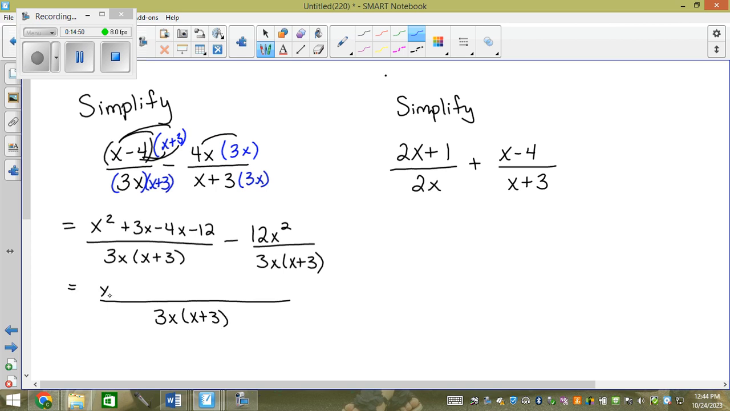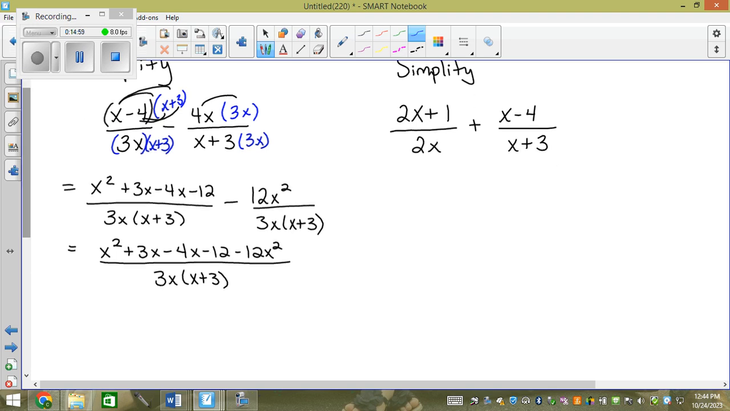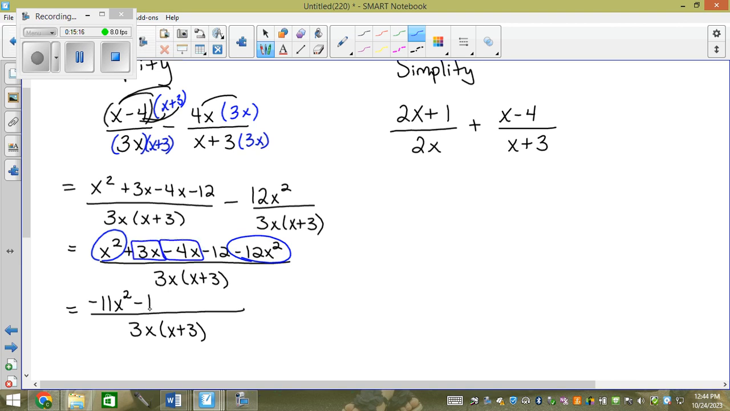And in the numerator, we have x squared plus 3x minus 4x minus 12 minus 12x squared. So in the bottom, we still have 3x, x plus 3. In the numerator, we collect like terms, so x squared minus 12x squared is negative 11x squared. And here we have 3x minus 4x is negative 1x, and then minus 12. X can't equal what? 0 because of the monomial. And then negative 3 because negative 3 plus 3 is 0.